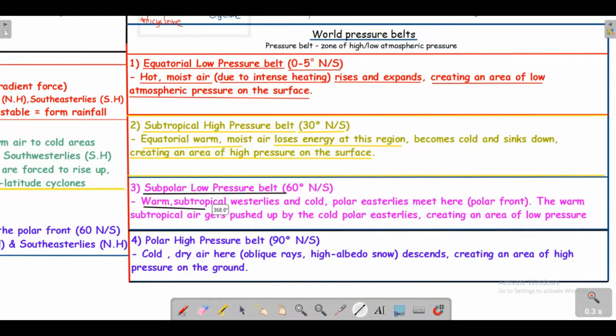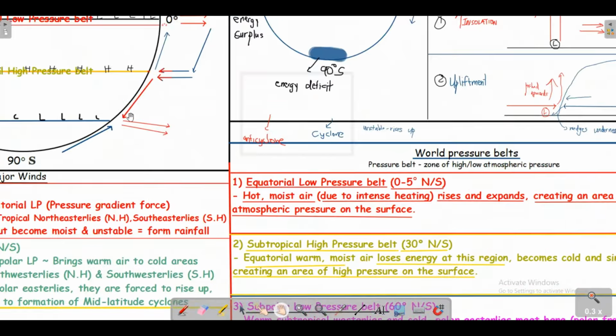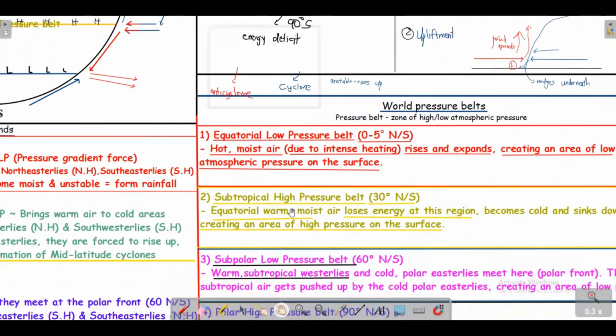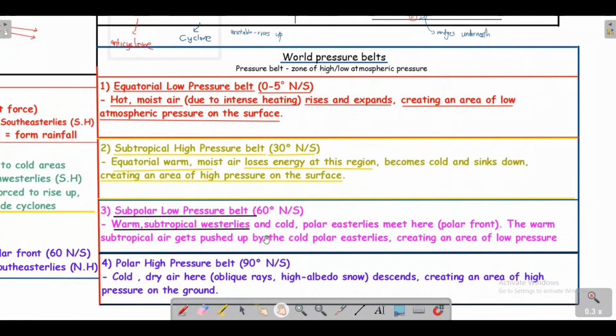So warm subtropical westerlies, we'll talk about these. That is the warm air. We call it the warm subtropical westerlies. They meet up with cold polar easterlies. Okay, so these are major winds. We'll talk about these, as I said. They meet here at the polar front.